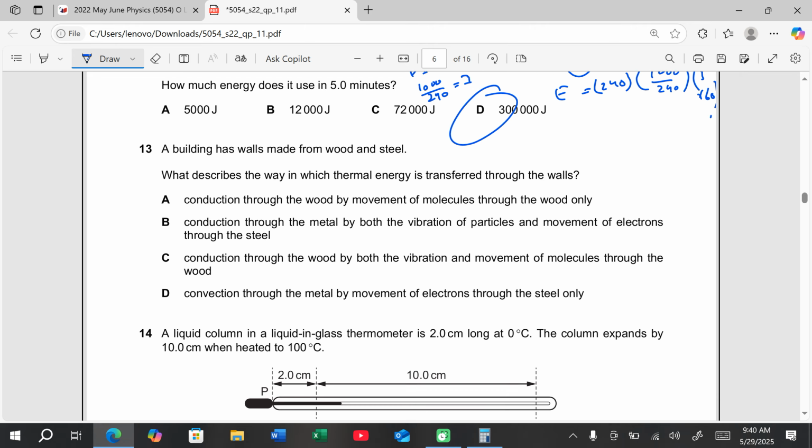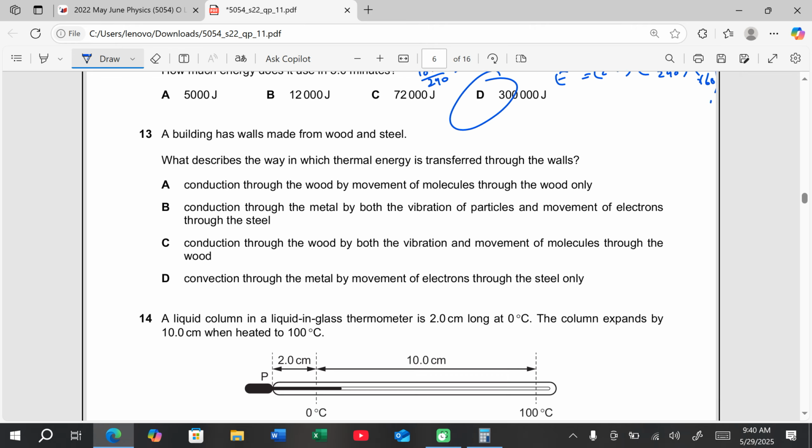A building has a wall made from wood and steel. What describes the way in which the thermal energy is transferred through the walls? Conduction through the wood by the movement of the molecules through the wood only? No, that's not possible. Conduction through the metal by both vibration of particles and the movement of electrons through the steel? Yes. Conduction is done by the vibration and movement of the electrons. Conduction through the wood, that's not possible. Convection through the metal, that's not possible as well.